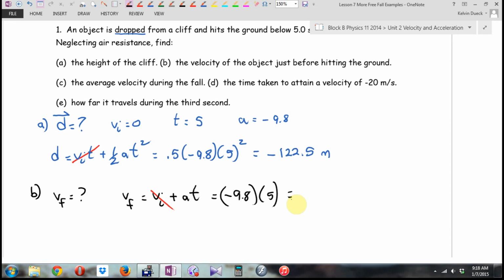Negative 9.8 times 5, 40, negative 49? Units, meters per second.